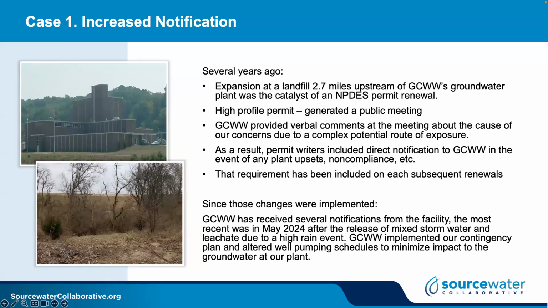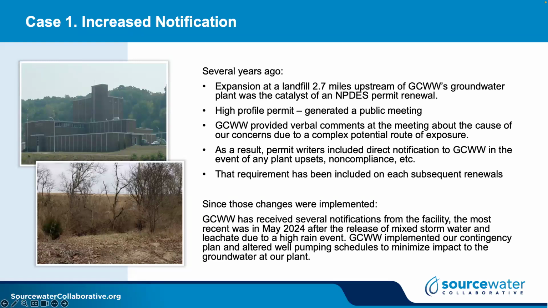Modifications at the facility initiated a permit modification, and that permit modification was fairly high profile, and it generated a public meeting. So at GCWW, we had gotten a copy of the draft permit, like we talked about throughout the guide. We were prepared to comment on the draft permit in writing, but when the possibility came up for the public meeting, we decided to participate in the public meeting. It gave us a great opportunity to talk directly to the permit writers and explain why we had this concern as a groundwater plant relative to a surface water discharge permit.